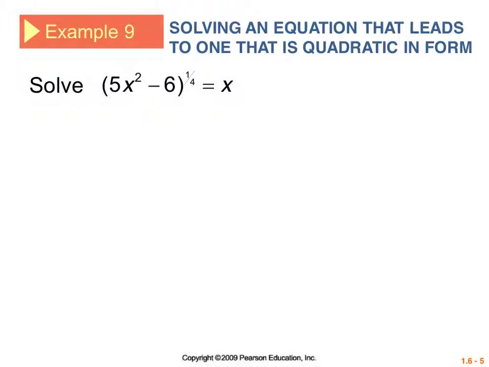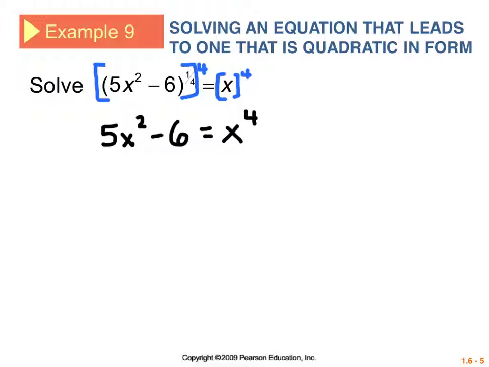This last example is not one that incorporates the use of a u. We kind of use this technique that we're going to use here in the first example towards the end, but since I have this whole quantity over here raised to the 1/4 power, in order to get rid of this little power, I'm going to raise each side to the reciprocal of that power, which is 4. And so again, by doing that, 1/4 to the 4th becomes 1. And so I'm left with 5x squared minus 6 equals x to the 4th.